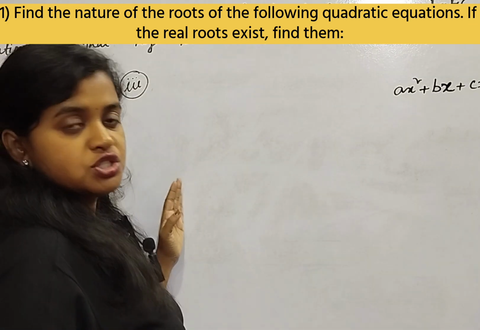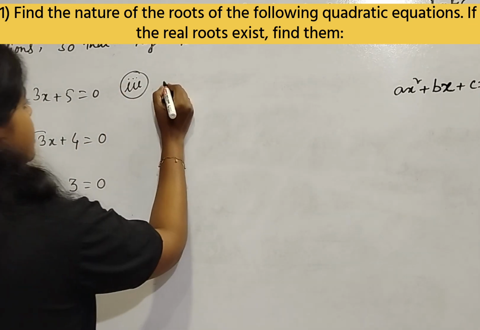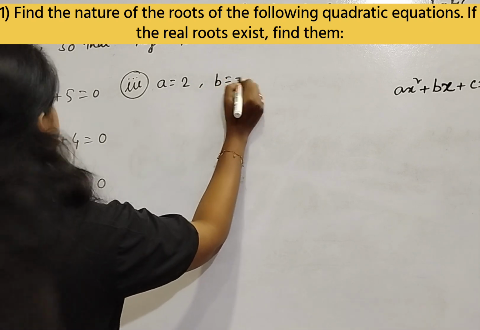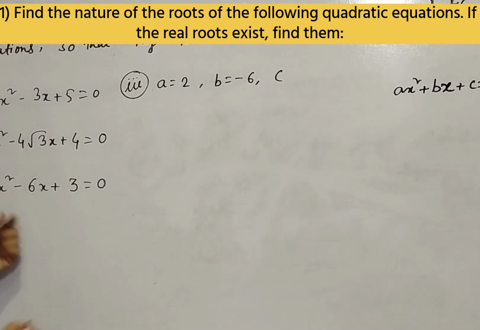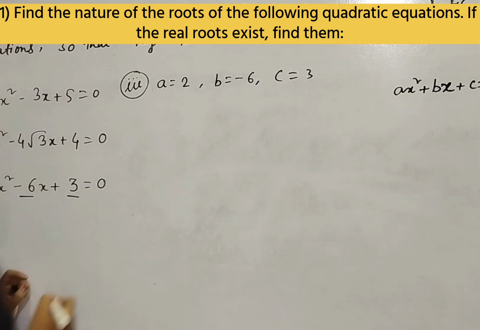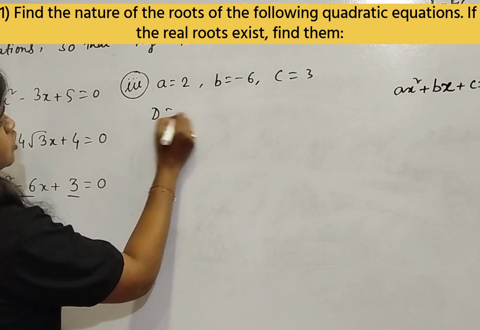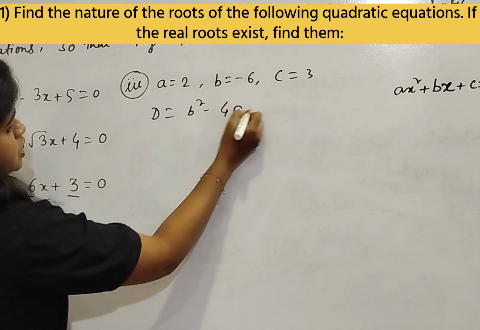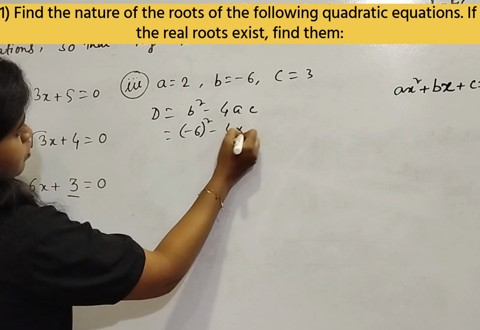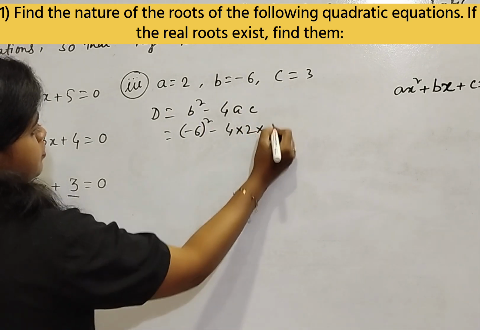Now question number 3, we have to find the value of a. The value of a is 2, the value of b is minus 6, and the value of c is 3. So now we have to find the discriminant D equals b square minus 4ac. So the value of b is minus 6 whole square, and 4 into the value of a, 2, and the value of c, 3.